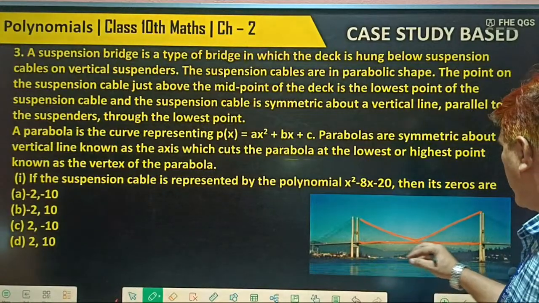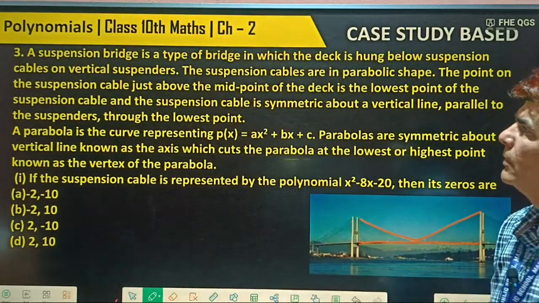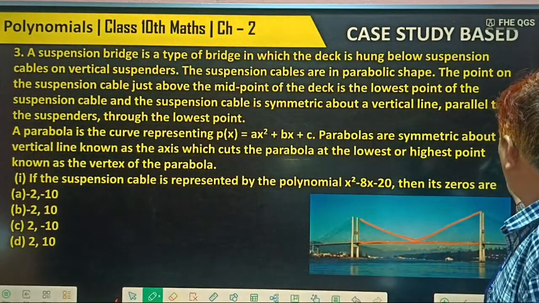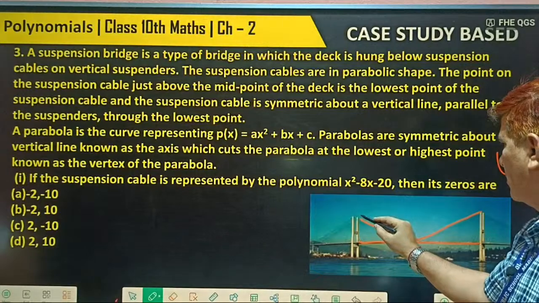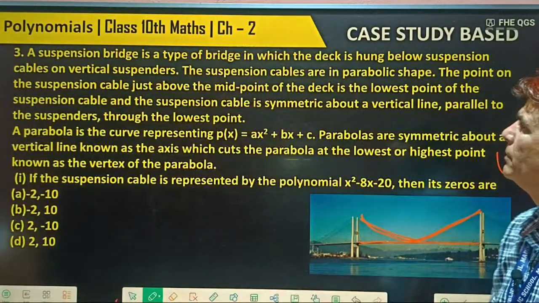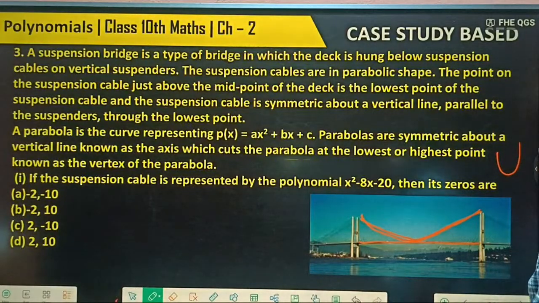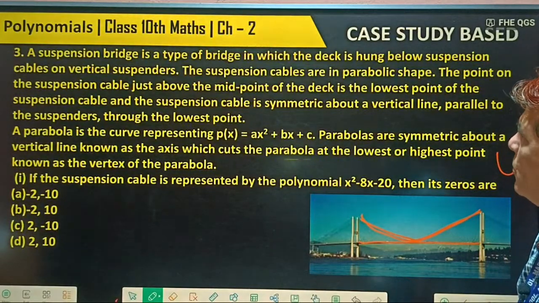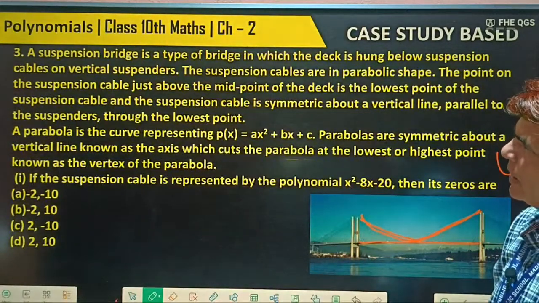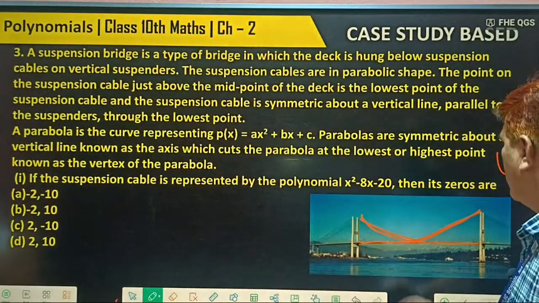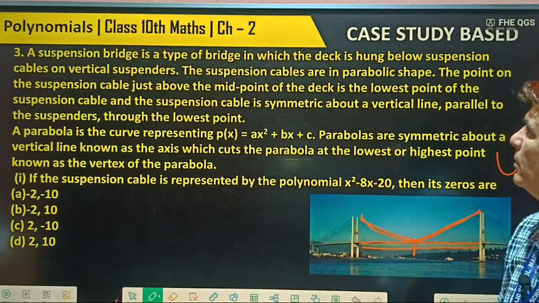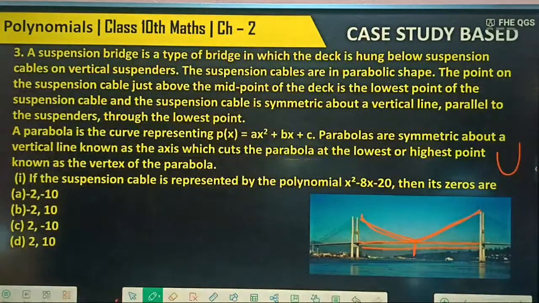So this is the deck. The suspension cables are parabolic, so its shape is like this, parabolic. So here also the shape is like this, not exact, not touching it. The point on the suspension cable just above the midpoint of the deck. Midpoint of deck meaning this total length and half of it is the lowest point of the suspension.